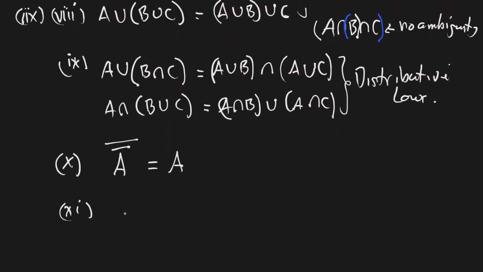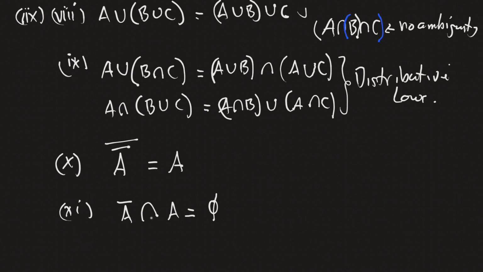11, if you take the complement and intersect with the original, well, you'll get the empty set, right? If you take all the elements that are not in A and intersect it with all the elements in A, you're going to end up with the empty set.